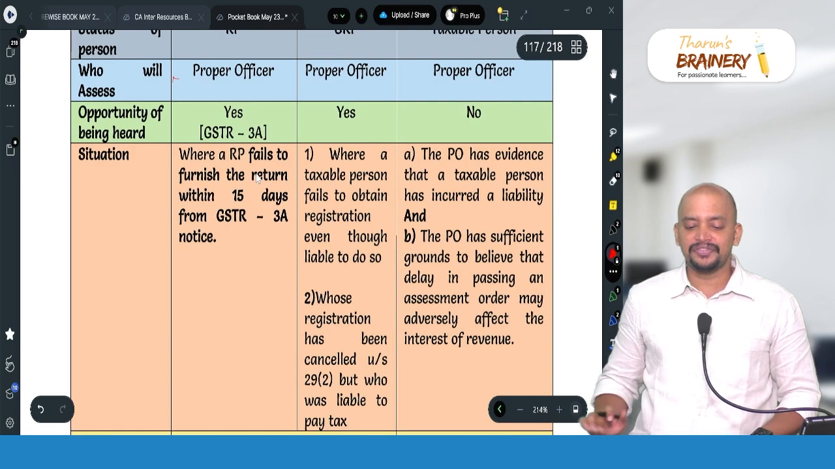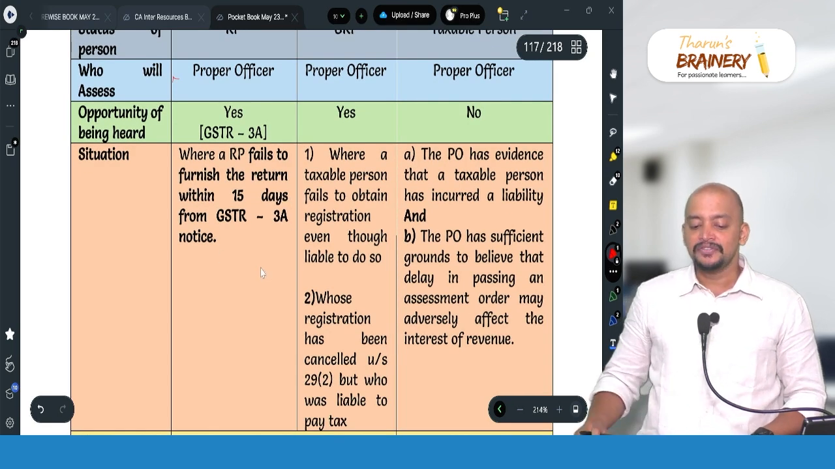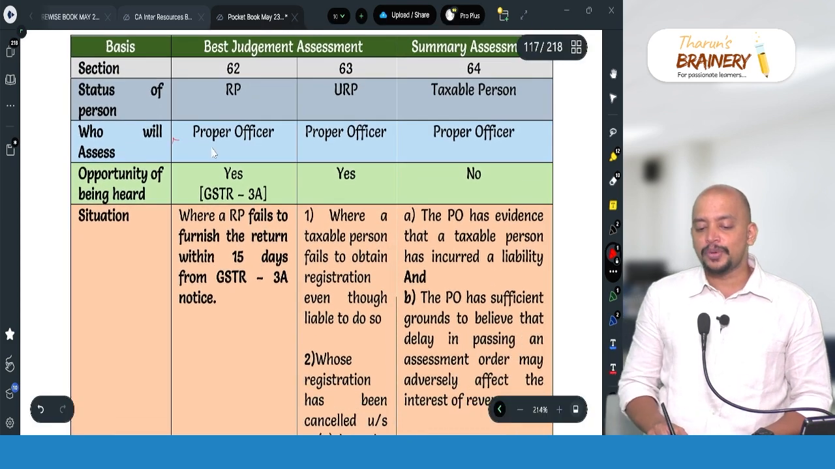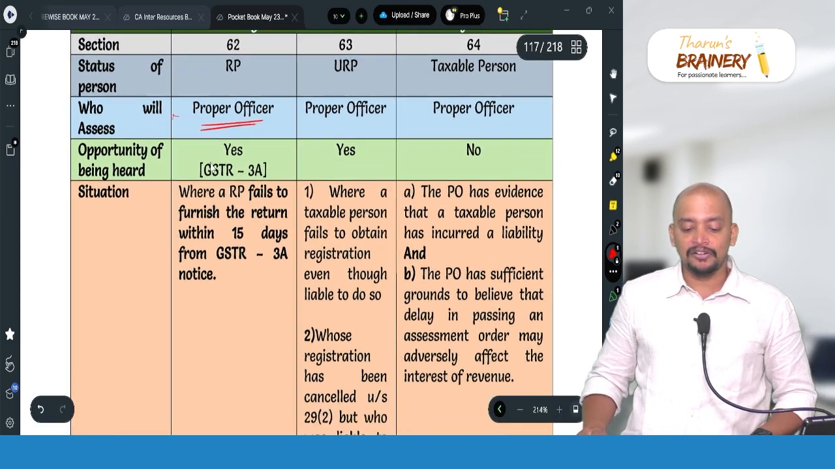Where registered person fails to furnish the return within 15 days from GSTR 3A notice, then proper officer will do the computation of tax payable.